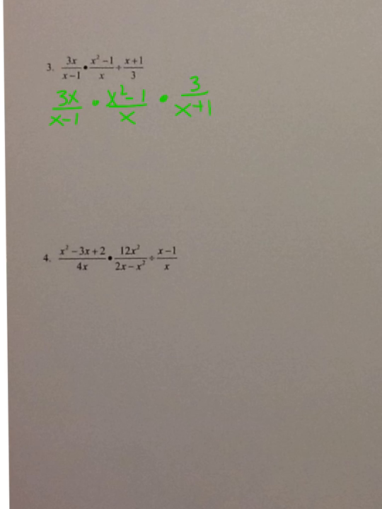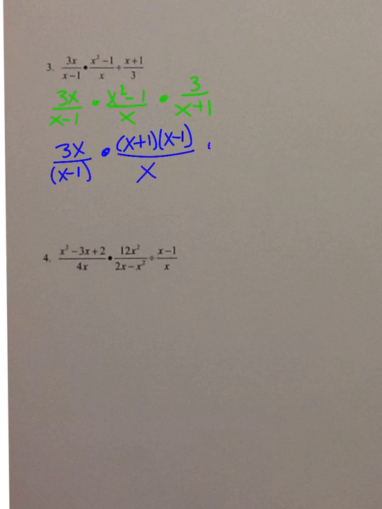3x cannot be factored, so I just write 3x. x minus 1 cannot be factored, so put it in parentheses so you know it's grouped together. Times, x squared minus 1 is x plus 1 times x minus 1, that is a difference of squares, over x, a monomial, can't be factored. 3 cannot be factored. x plus 1 cannot be factored, so I put it in parentheses. So I have multiplication in between 3 and x, multiplication in between x plus 1 and x minus 1. And that's it. Let's start reducing.